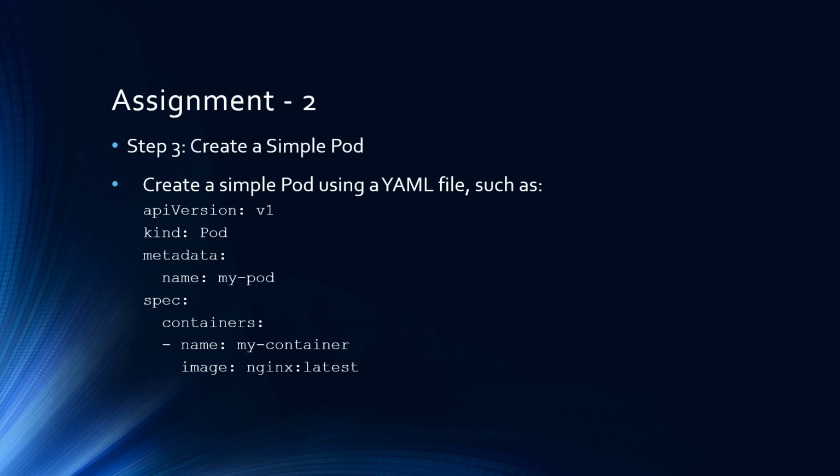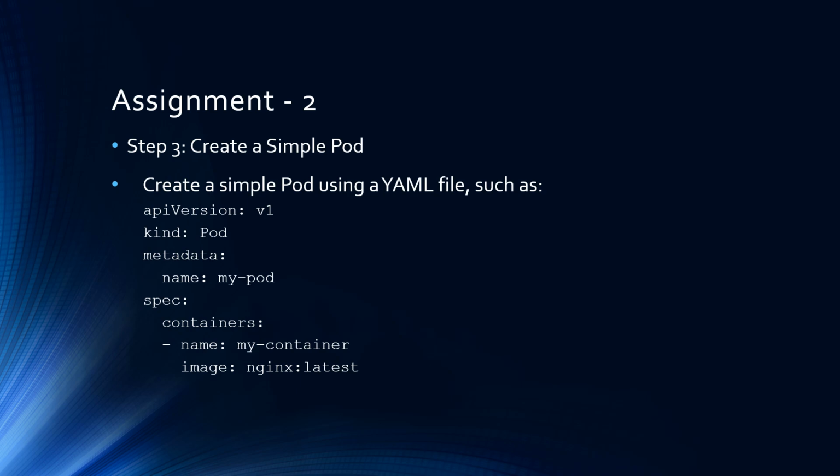The kind: Pod specifies we're creating a pod resource, the smallest deployable unit in Kubernetes. Under metadata, we're giving our pod a name, which is crucial for identifying and managing it. In the spec section, we define the containers that will run in this pod. We're using nginx:latest as our image, which is fine for testing, but in a production environment, you should always specify exact version numbers to ensure reproducibility.